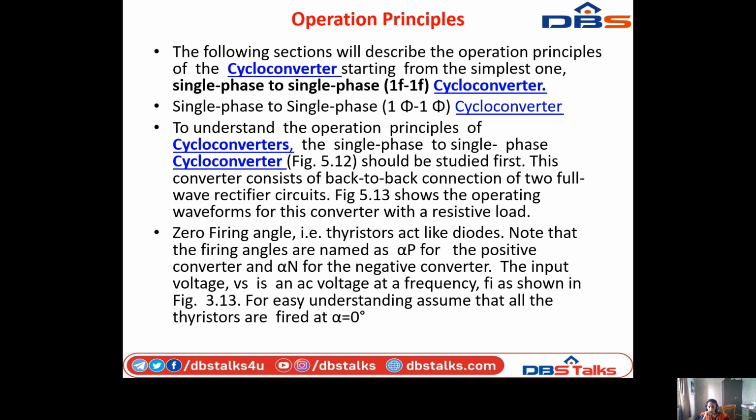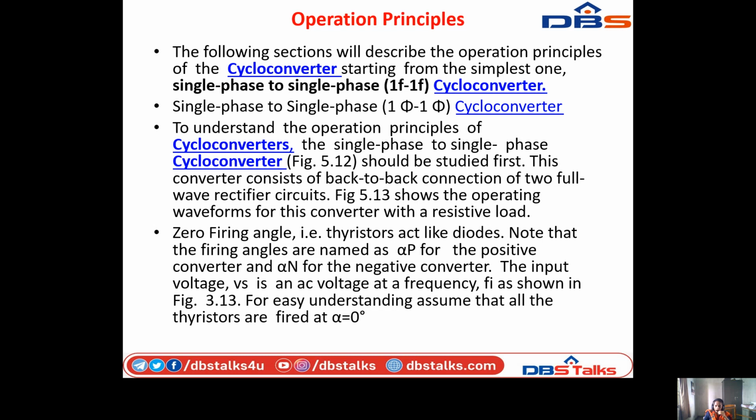For zero firing angle, the thyristor will act like a diode. Note that the firing angles are named alpha P for a positive converter and alpha N for a negative converter. The input voltage Vs is an AC voltage of frequency Fi as shown in the figure. For easy understanding, assume that all the thyristors will be fired at alpha equal to 0.